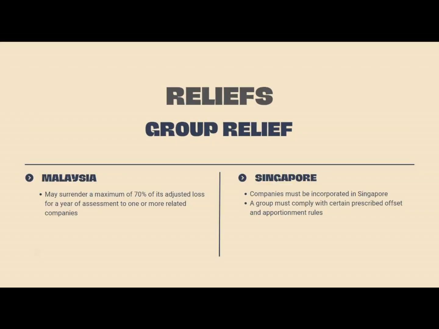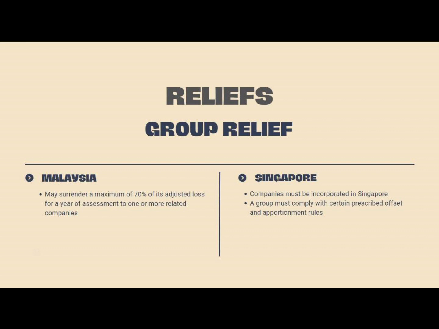Last is the group relief of Malaysia and Singapore. In Malaysia, a company that qualifies for group relief may surrender a maximum of 70% of its adjusted loss for a year of assessment to one or more related companies. The period in which a company may surrender its adjusted loss is limited to the first 3 consecutive years of assessment following the basis period for the year of assessment in which it commences operations, provided the basis period consists of a period of 12 months.